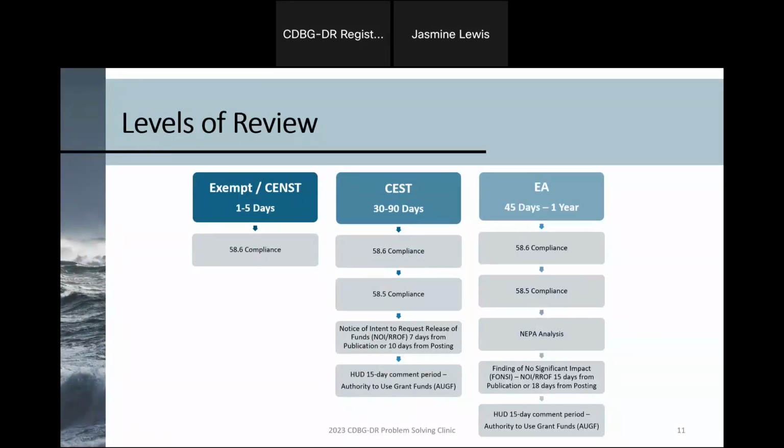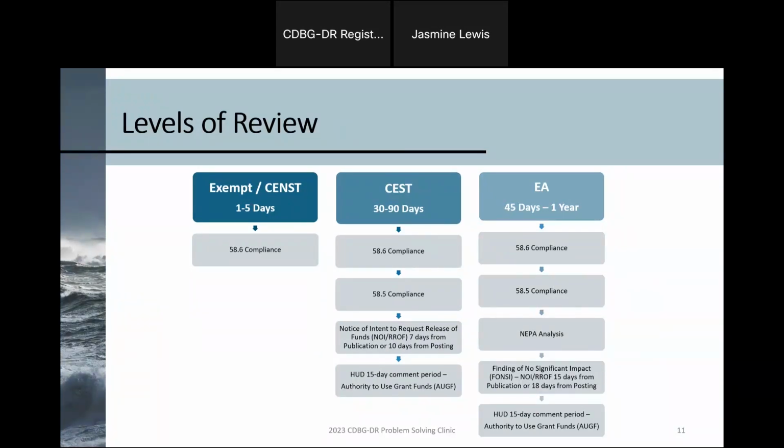Upon completion of analysis, the responsible entity would make a finding of no significant impact, also known as a FONSI, and this would require a public notices process, submission of the request for release of funds, and the authority to use grant funds from HUD. If you cannot make a finding of no significant impact, then that would trigger the need for an environmental impact statement, which is the highest level of review and which is also pretty rare given HUD projects.